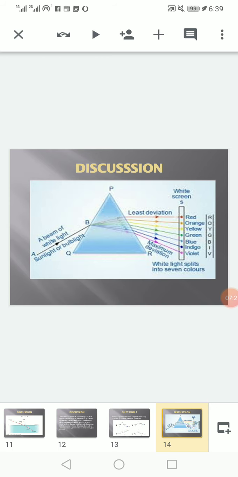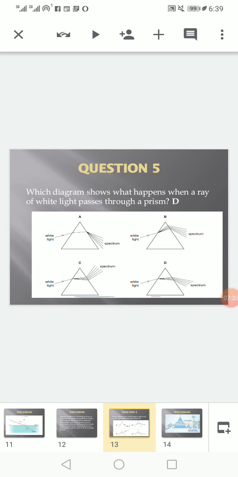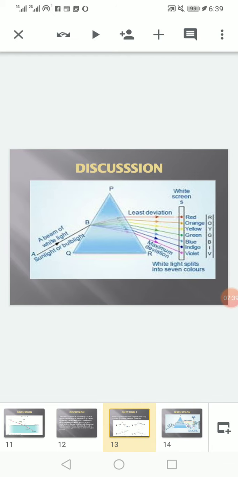I'm giving you additional information on the question. So the question says, which diagram shows what happens when a ray of light passes through a prism? The answer is D. If you study this diagram very well, it will show you why D is the answer. And I went further to explain that dispersion of light is the separation of white light into seven components when it passes through a glass prism. And I say the most deviated is red and the least deviated is violet.